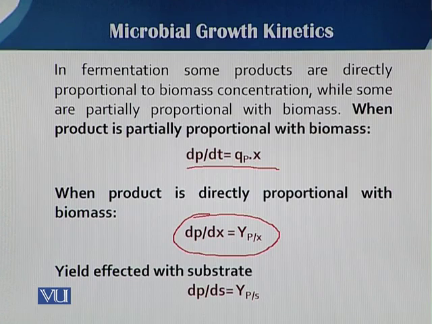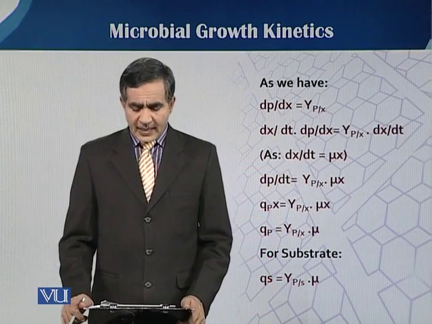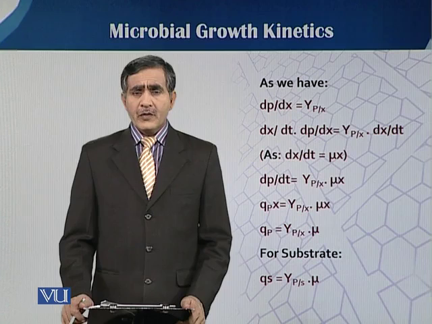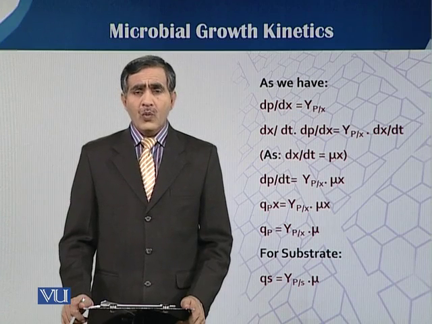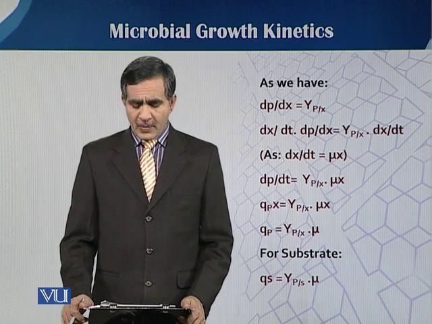The yield coefficient with substrate we can write here. Here you can see the yield with respect to product and biomass. But when we talk about the yield affected by the substrate, if sometimes our product is directly related to the substrate, then we can see here the yield P over S. In this slide you can see that dP over dx is equal to Y with respect to product and biomass.